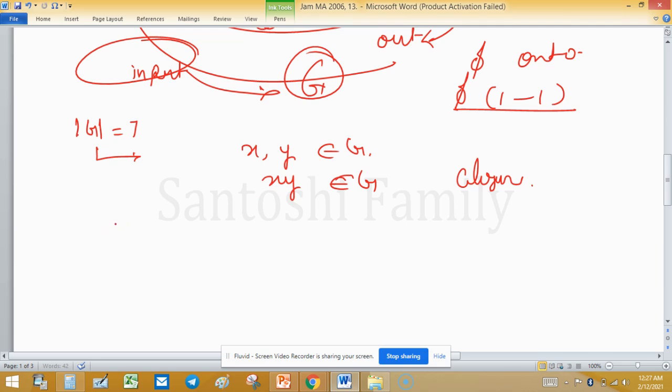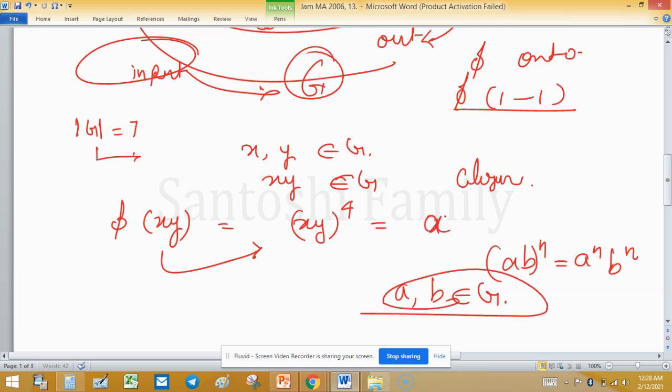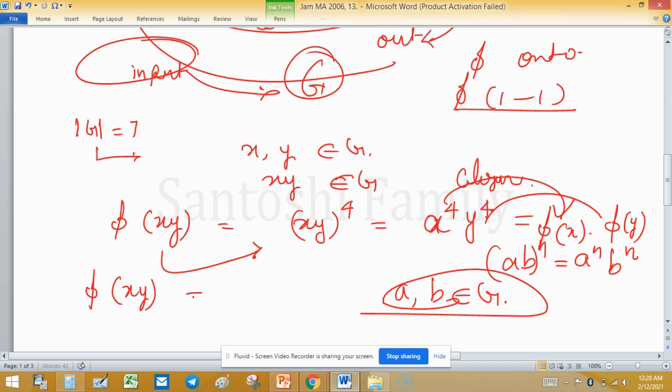If this is an element, apply phi, and by the property of phi, input raised to the power 4, and because G is abelian, (ab) raised to the power n can be written as a raised to the power n, b raised to the power n, when a, b are elements of G. So it can be written as x raised to the power 4, y raised to the power 4, and x raised to the power 4 means phi x, into this is phi y. That is, phi of xy can be written as phi x, phi y.